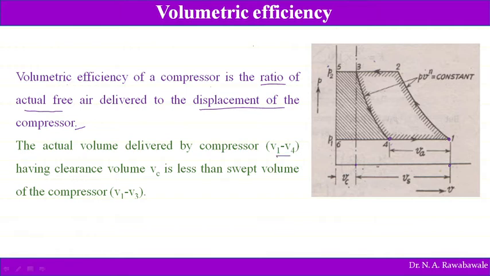So the actual volume delivered by compressor is V1 minus V4. So suction starts from 4 to 1. So this is the actual air taken into the compressor suction. So this much fresh air is taken and this much fresh air is delivered, whereas this clearance air is expanded, and we can find this swept volume. Actually piston moves for a distance of 3 to 1. So this is the swept volume Vs. So the ratio of Va divided by Vs gives us the volumetric efficiency.